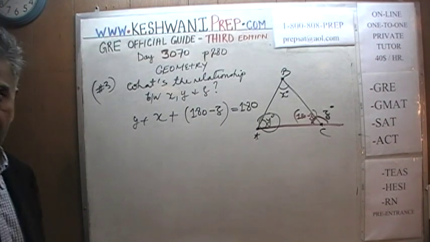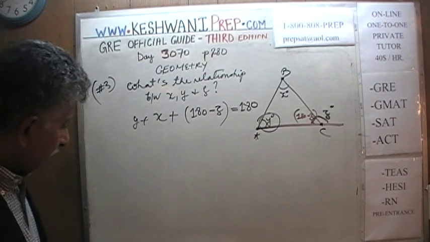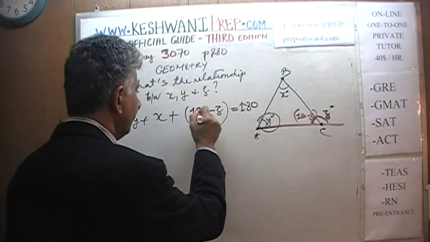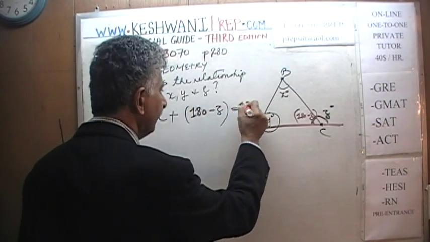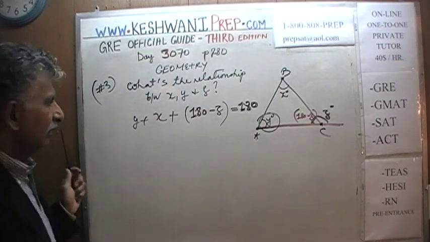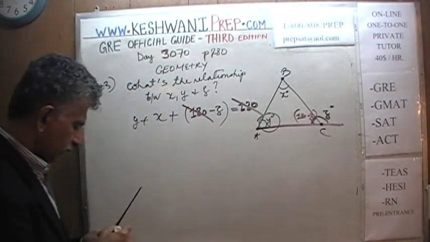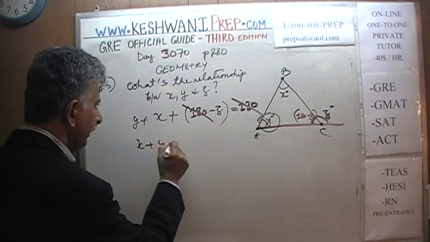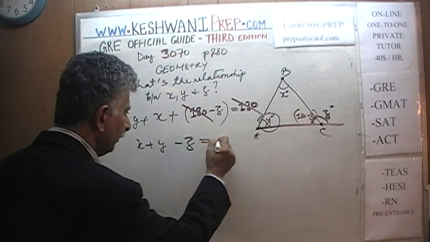What do we notice? What we notice is that 180 appears on both sides of the equation. Which means if you were to subtract 180 from both sides of the equation, 180 will drop out. And what we end up with is x plus y minus z equals 0.